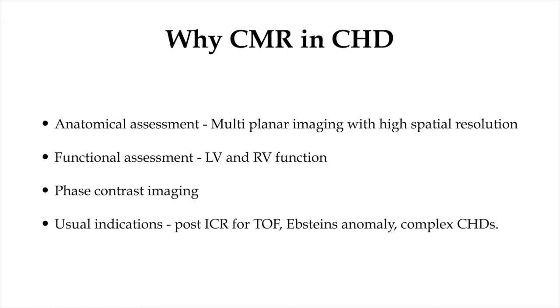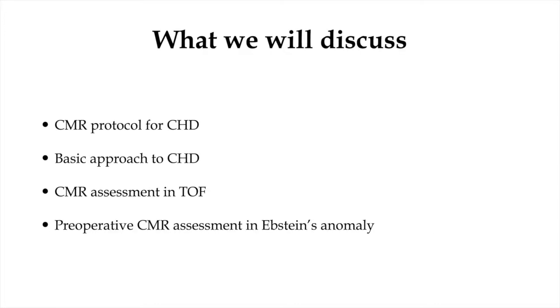Cardiac MR is the gold standard for LV and RV function, and the functional assessment is of prime importance in management of congenital heart diseases. With the help of phase contrast imaging in cardiac MR, we can determine the blood flow and hemodynamics in congenital heart diseases. Usual indications: corrected cases of Tetralogy of Fallot, Ebstein's anomaly, and complex congenital heart diseases.